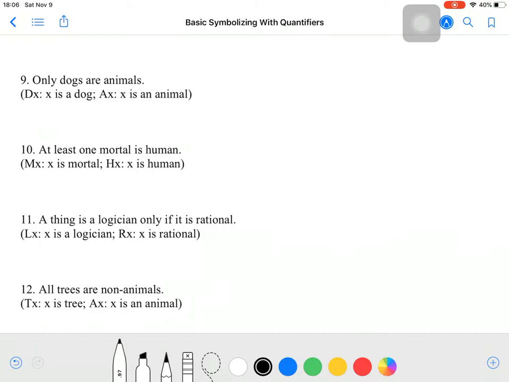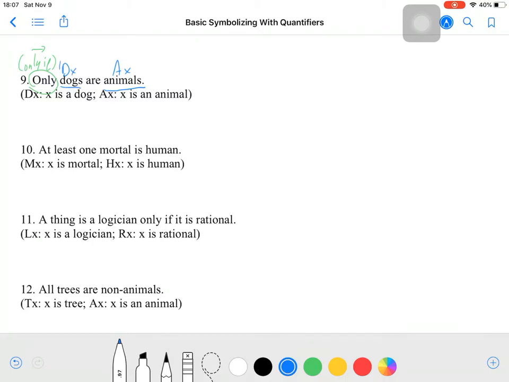So when we look at number 9, what we see is something that's an only. You can understand these as only ifs. And an only if, as we know, represents an arrow and it represents a necessary condition. So this is going to be a little bit weird because when we translate this, what we have is our animals, AX, and being a dog, DX.